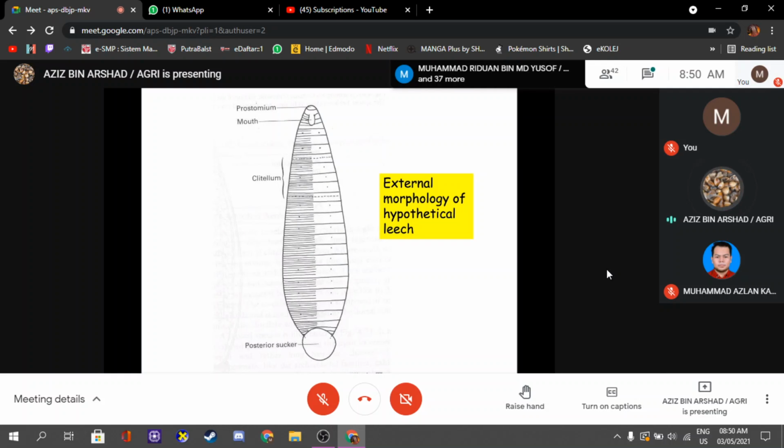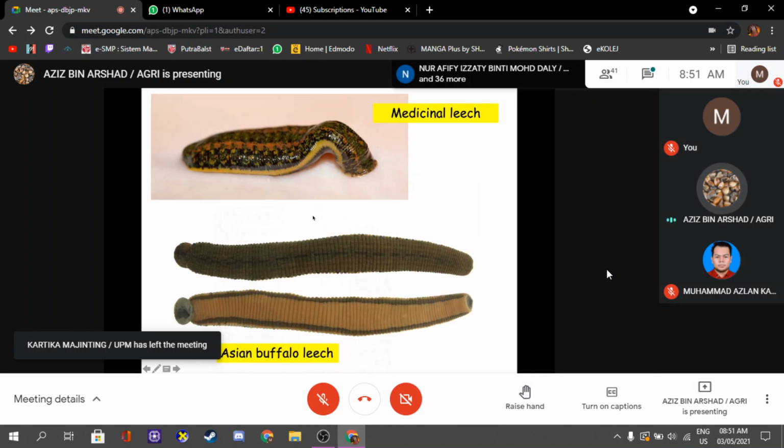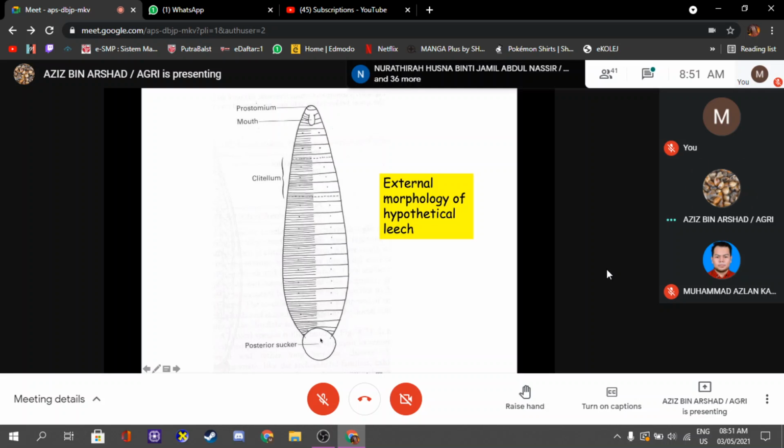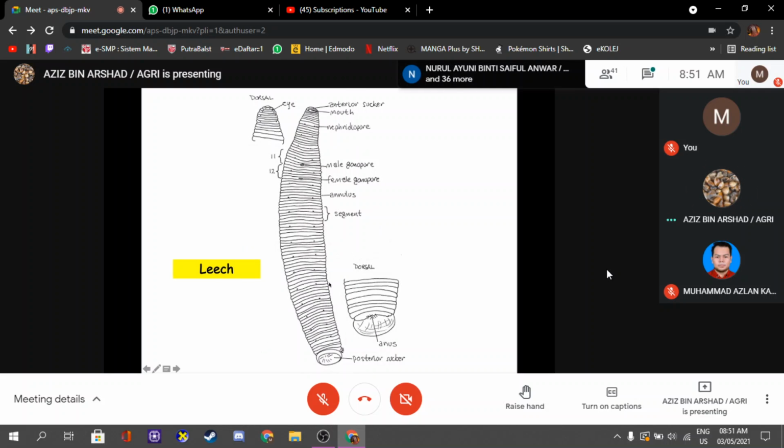It has a prostomium, and it has the mouth, and they have the segments of the body. But within the segment of the body, you can see also small segments here. This is called annuli. So the clitellum is here on this part. Okay, the annuli is not shown here, but you can see the sucker, where it attaches to the host. Some have an anterior sucker as well as the posterior sucker.